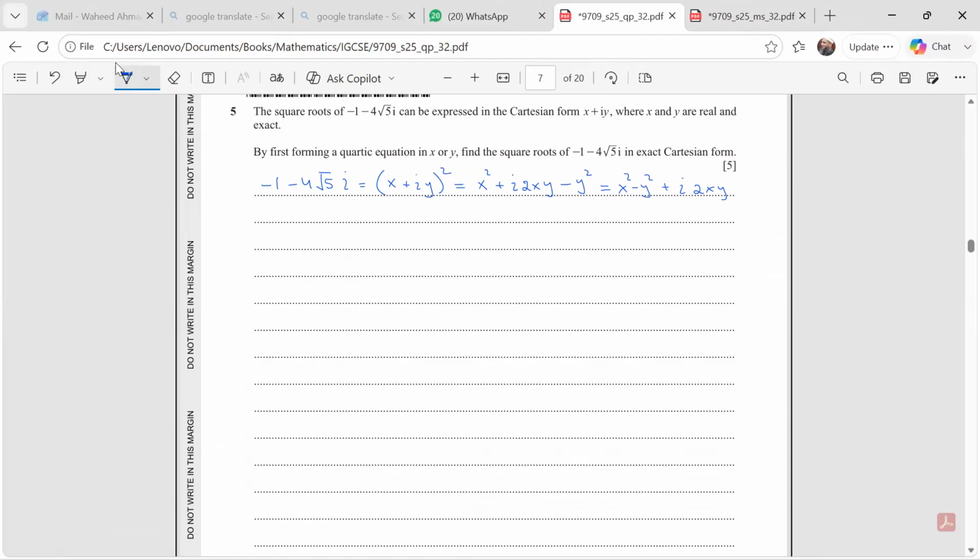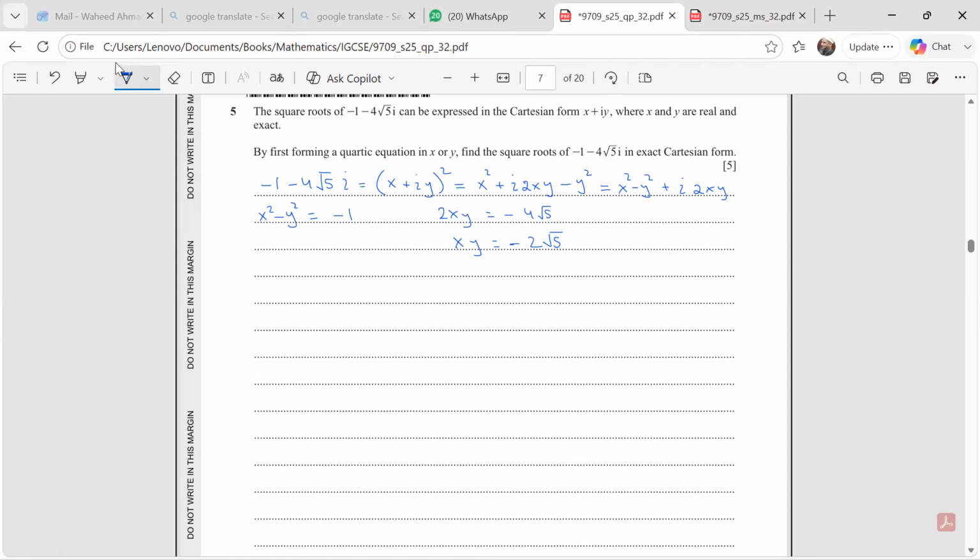If we equate the real part with the real part, it's going to be -1. And the imaginary part, 2xy, is going to be equal to -4 under the root 5. We can simplify this one: xy equals -2 under the root 5. So we have two equations and two unknowns. Let's try to solve them.